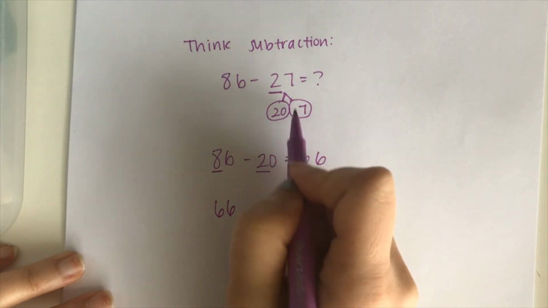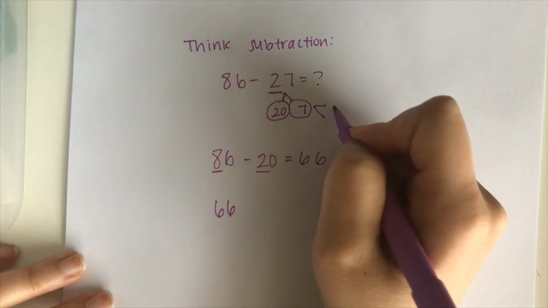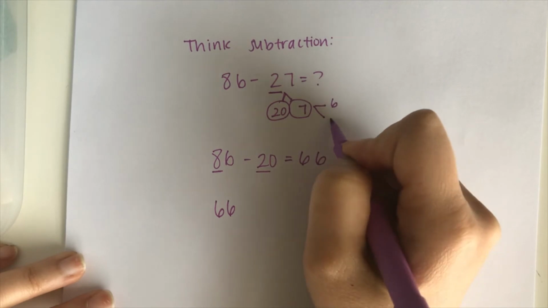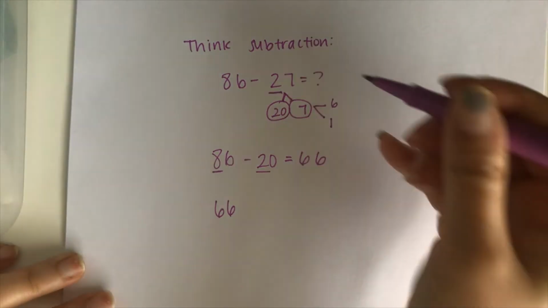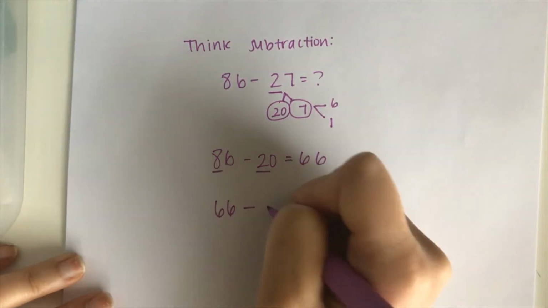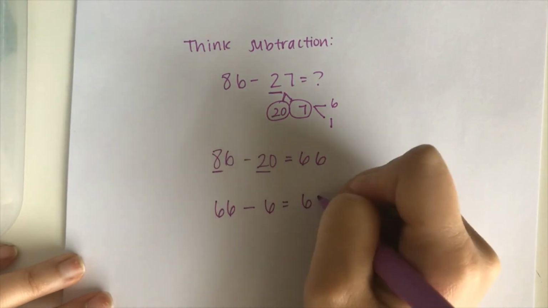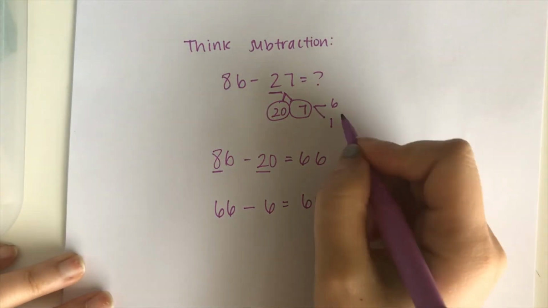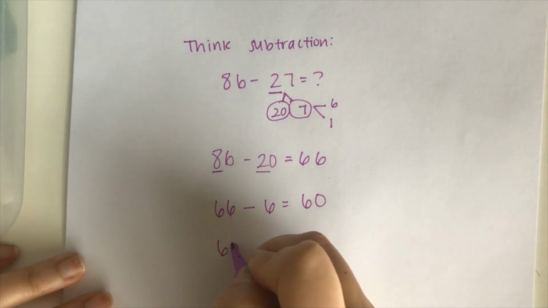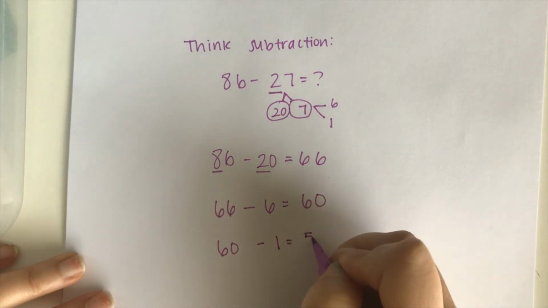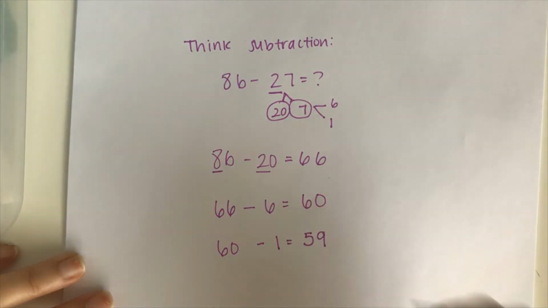I don't want to take my full 7 away because I actually don't remember how to do that right now. So I'm going to break it apart into a 6 and a 1, because 6 plus 1 is 7. I'm going to take away my 6 first. So now I have 60. And then I can take away my 1, which is actually 1 less, so it's 59.